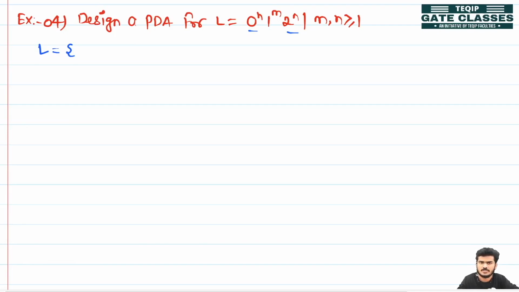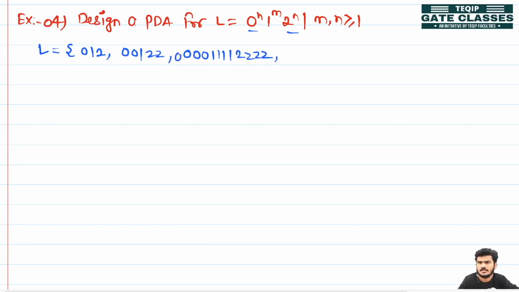So the language contains 0 1 2, which is the minimum length string, then 0 0 1 2 2, then 0 0 1 1 1 1, that is 4 times 1, and then 2 2. Sorry, here there should be 4 zeros then.